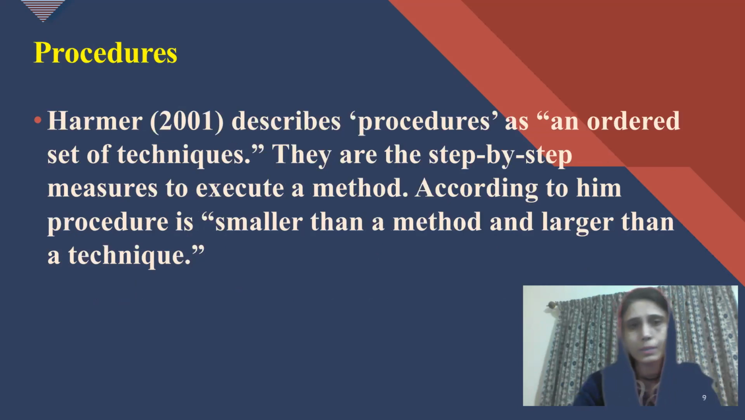So Harmer 2001 describes procedures as an ordered set of techniques. They are the step-by-step measures to execute a method. Method को execute करने के लिए छोटे-छोटे जो steps होते हैं, these are called procedures. According to him, procedure is smaller than a method and larger than a technique. Okay? So ये procedures है जो कि Richards and Rogers के मॉडल में इसका जिक्र आया है.